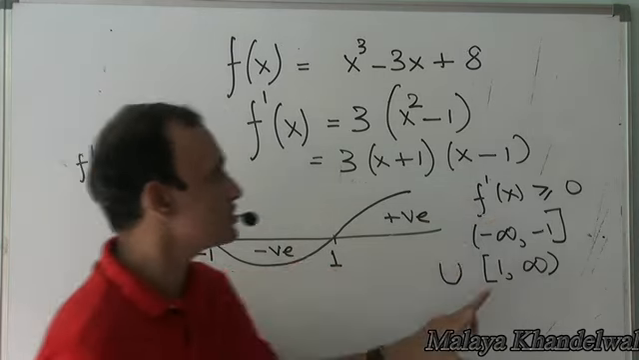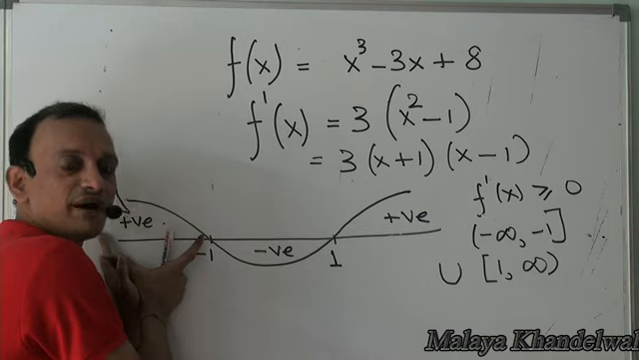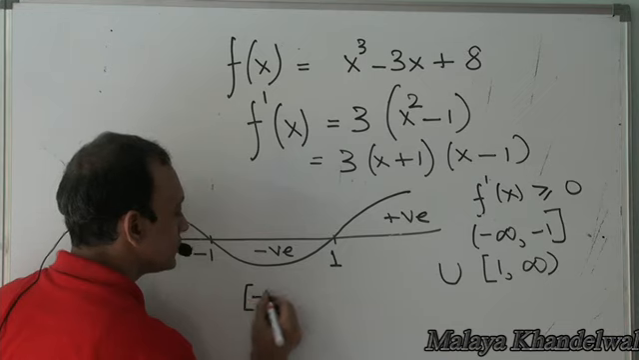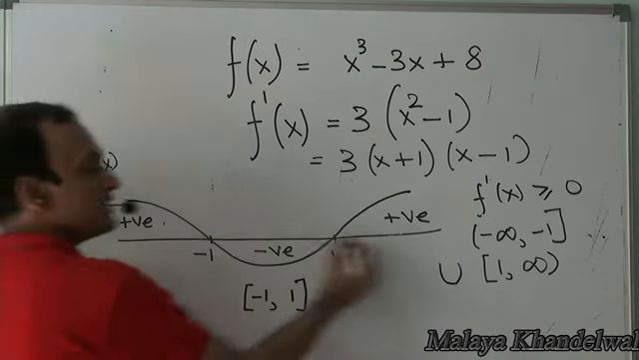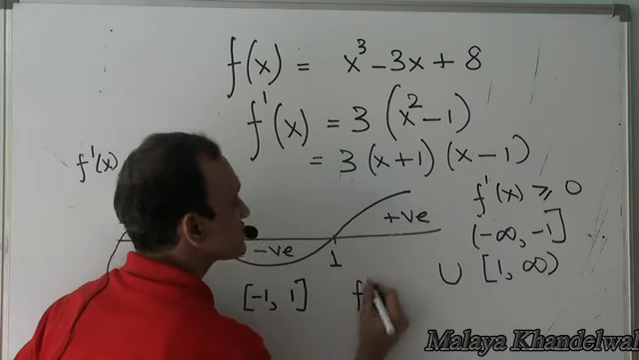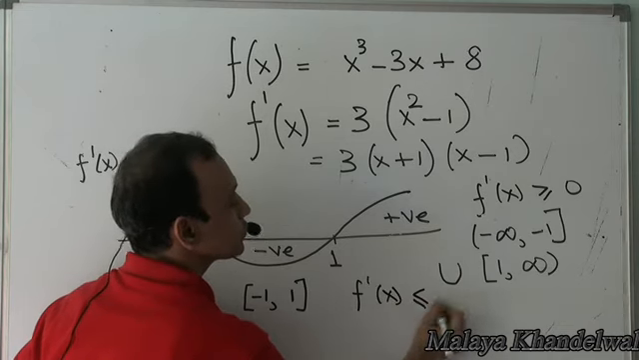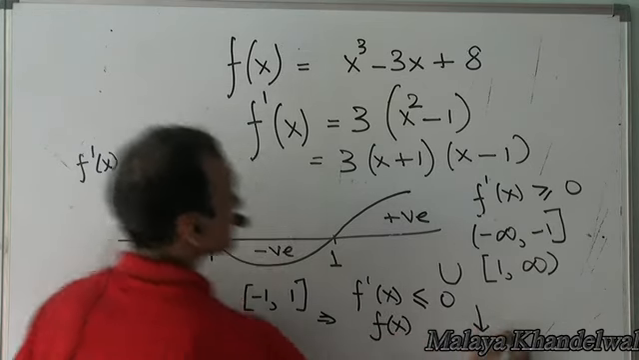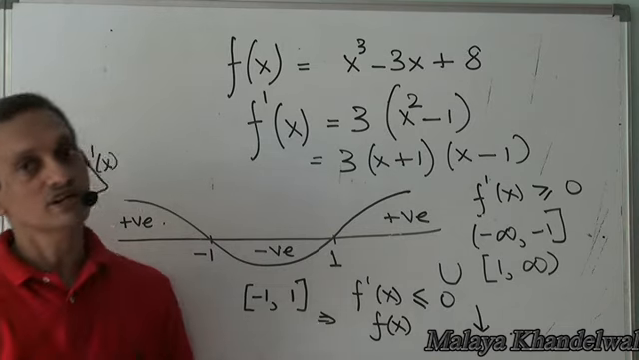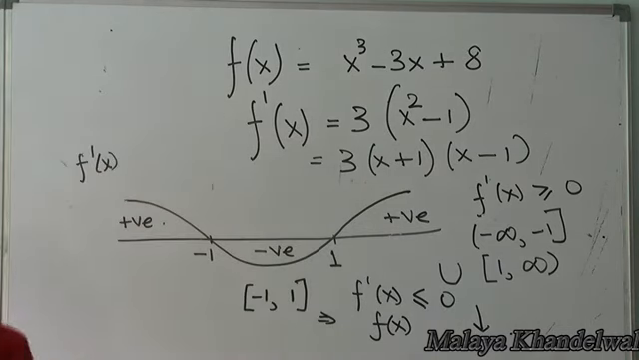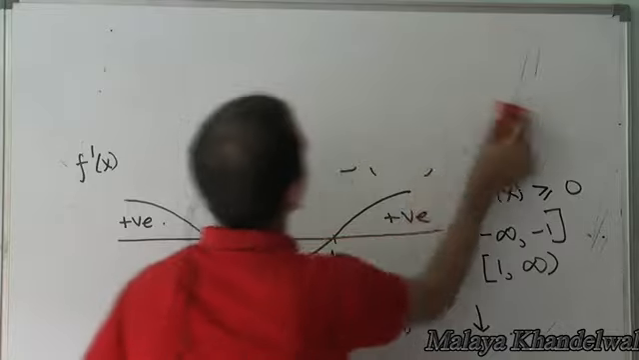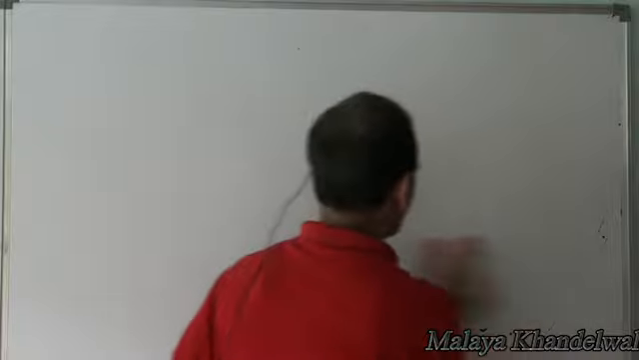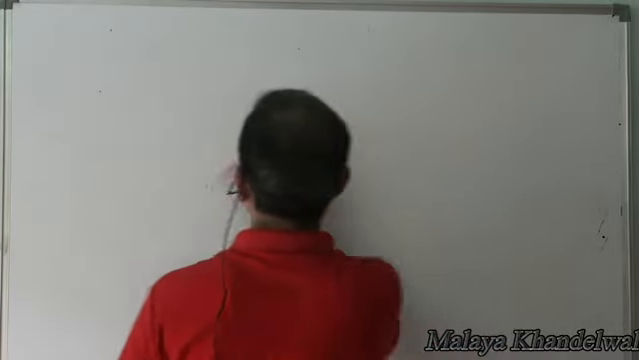So in these two intervals, to the right of 1 and to the left of minus 1, f(x) is strictly increasing. And in the interval minus 1 to 1, you can see that f dash x is less than or equal to 0. f(x) is then said to be strictly decreasing in this interval. How about it, right? Now, this is as far as a function being strictly increasing or decreasing in an interval is concerned.